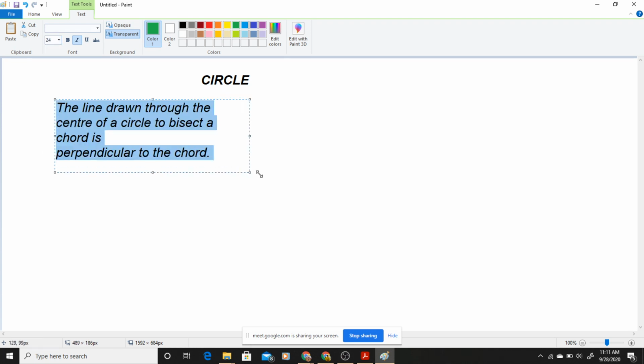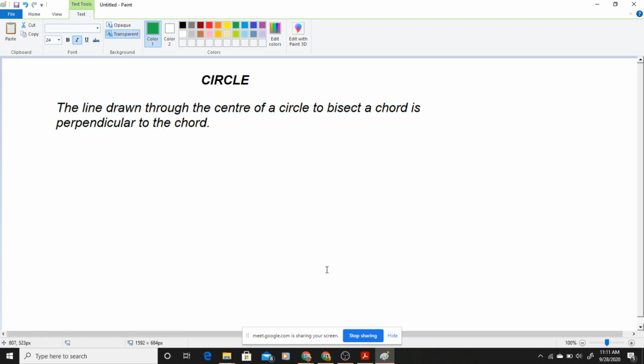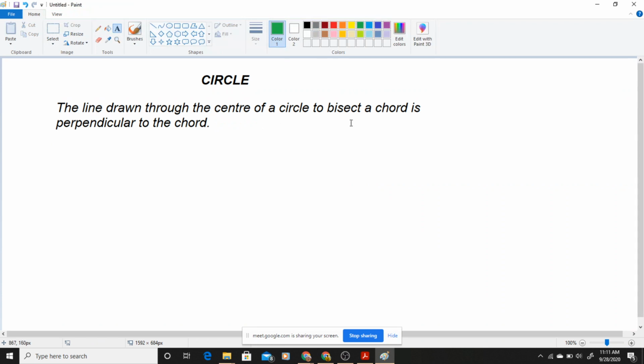Okay, so let's see this one, what is there. The line drawn through the center of a circle to bisect a chord is perpendicular to the chord. Okay, now this one is just the opposite case of the last theorem. जो 10.3 theorem हमने की थी, 10.4 is the opposite one of that one.